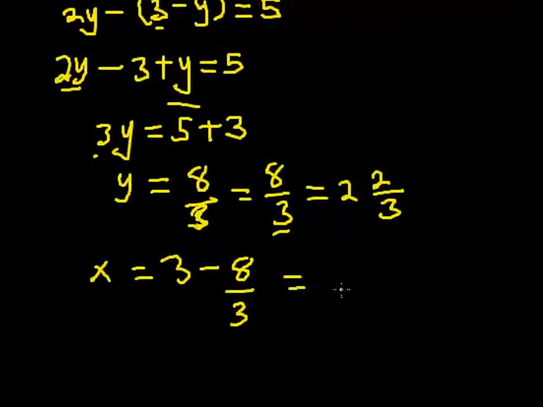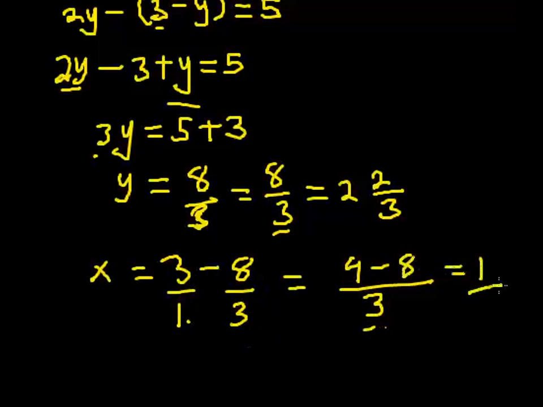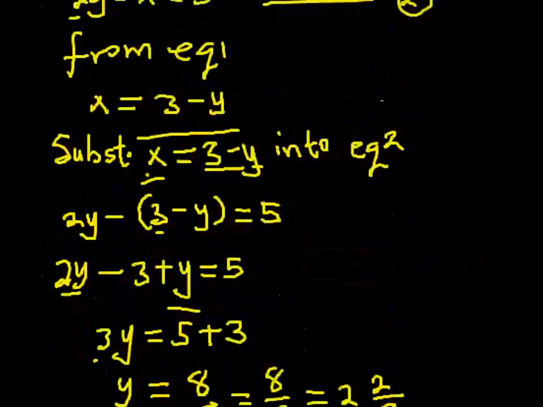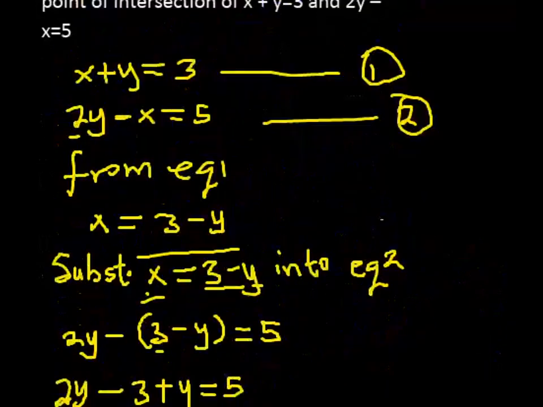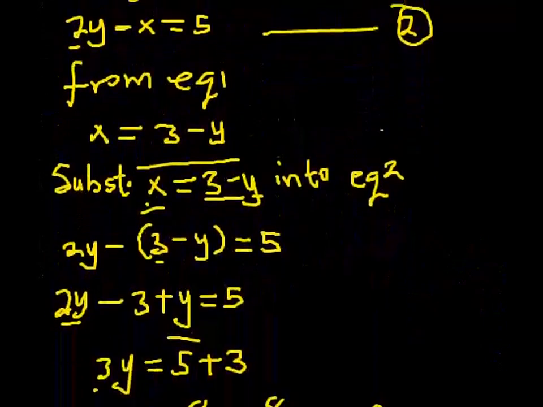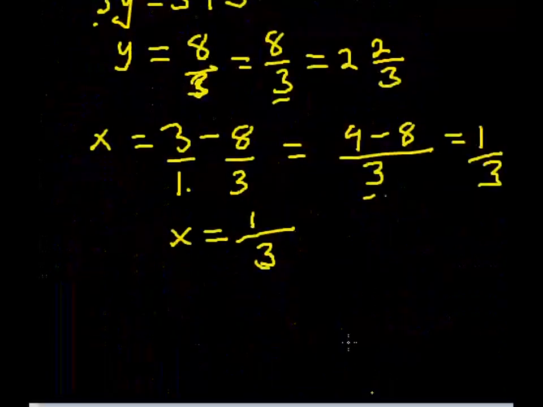We'll solve this. The LCM is 3. 3 over 1: 3 divided by 1 is 3, 3 times 3 is 9. 3 divided by 3 is 1, 1 times 8. So 9 minus 8 is 1. So x is 1 all over 3. So it's just as simple as that. That's how you find the coordinates of the point of intersection of two lines. So please take note of that.